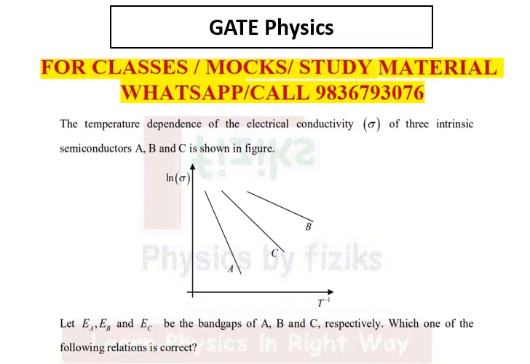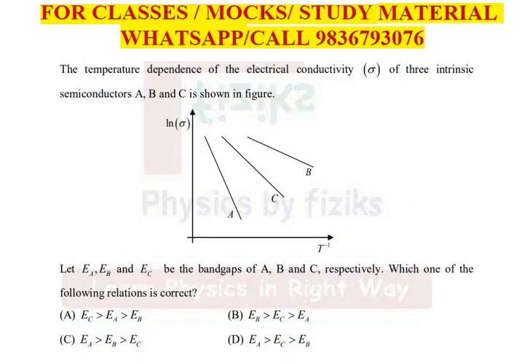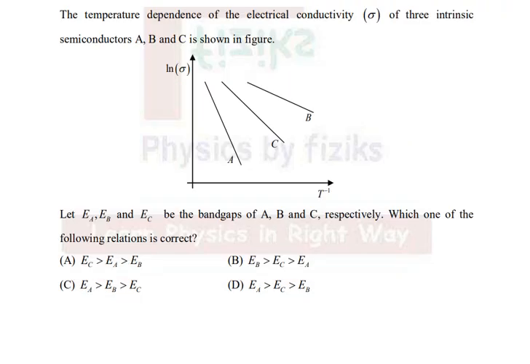So let EA, EB and EC be the band gaps of A, B, C respectively. Which one of the following relations is correct? So we need to find the correct relation where the ln sigma versus 1 by T plot is given.